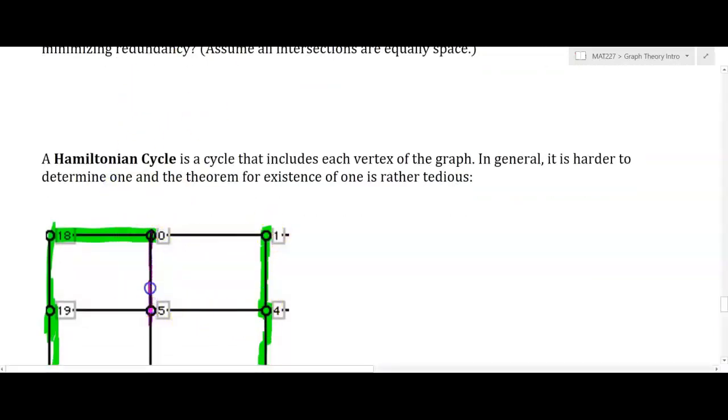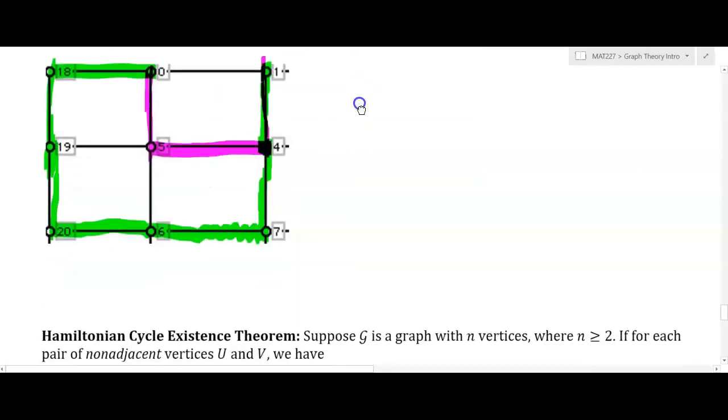Like if I went this way, well, clearly at this point, now I'm going to have to visit a vertex I've already been at to get back to my starting point. So there is some redundancy. And the process of being able to start and stop at a vertex, visiting every vertex exactly once, is what's known as a Hamiltonian cycle. So it's a cycle that includes each vertex of the graph. In general, it is harder to determine one, and the theorem for existence of one is rather tedious. So we don't focus a whole lot on Hamiltonian cycles.